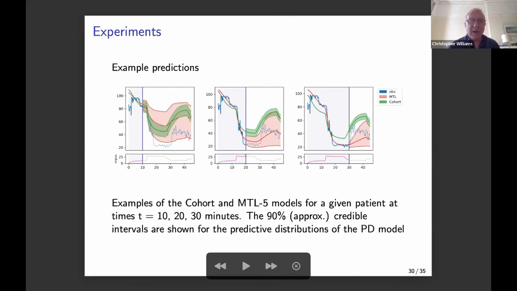As you'd expect, as we see more data, at least for the multitask learning model, we can focus down, learn the Z that's appropriate, and make tighter predictions, and also predictions that actually cover the data, which is kind of nice. So we can see that in this example, the MTL is doing better than the cohort model.